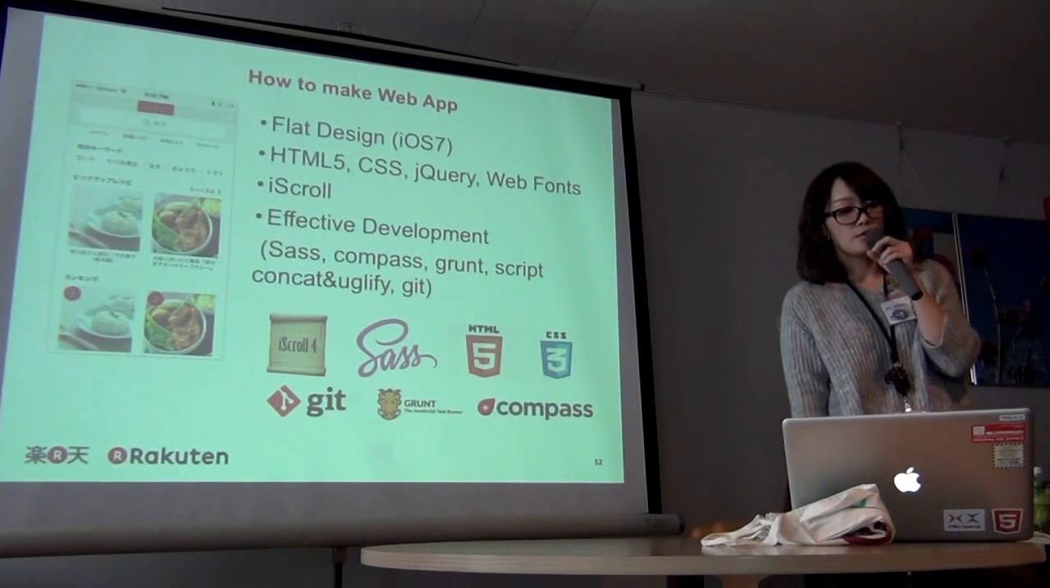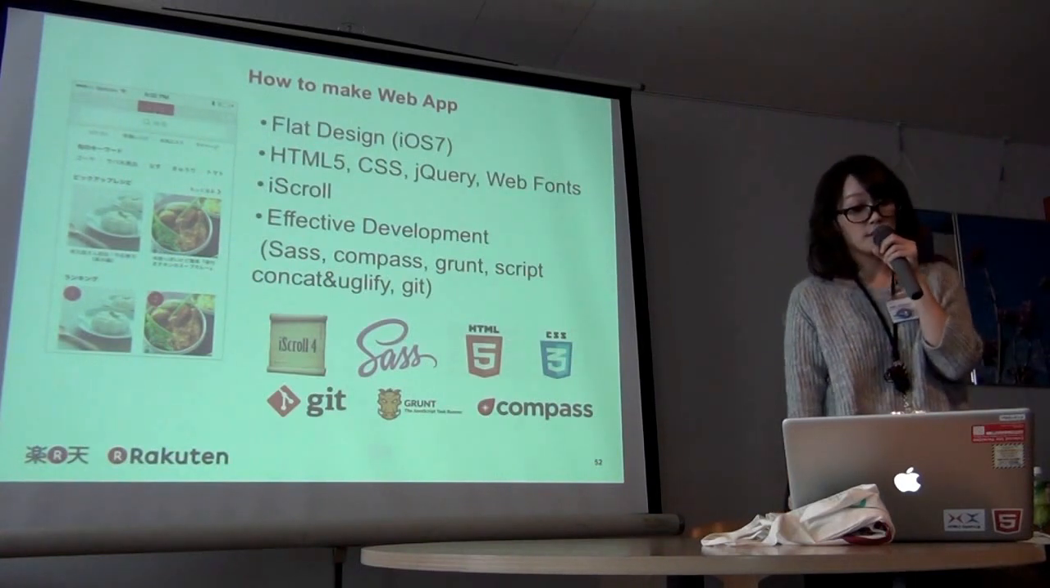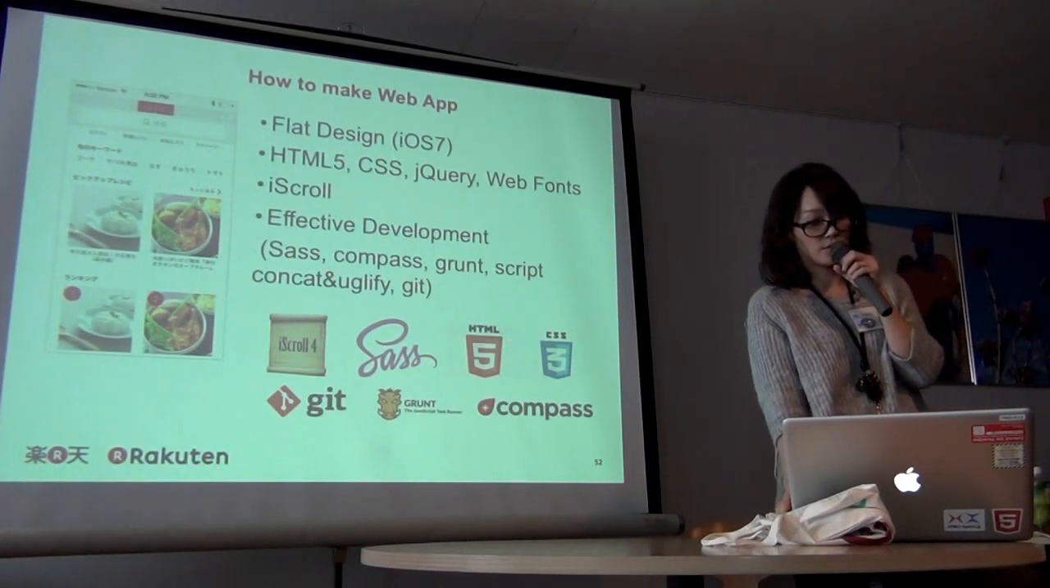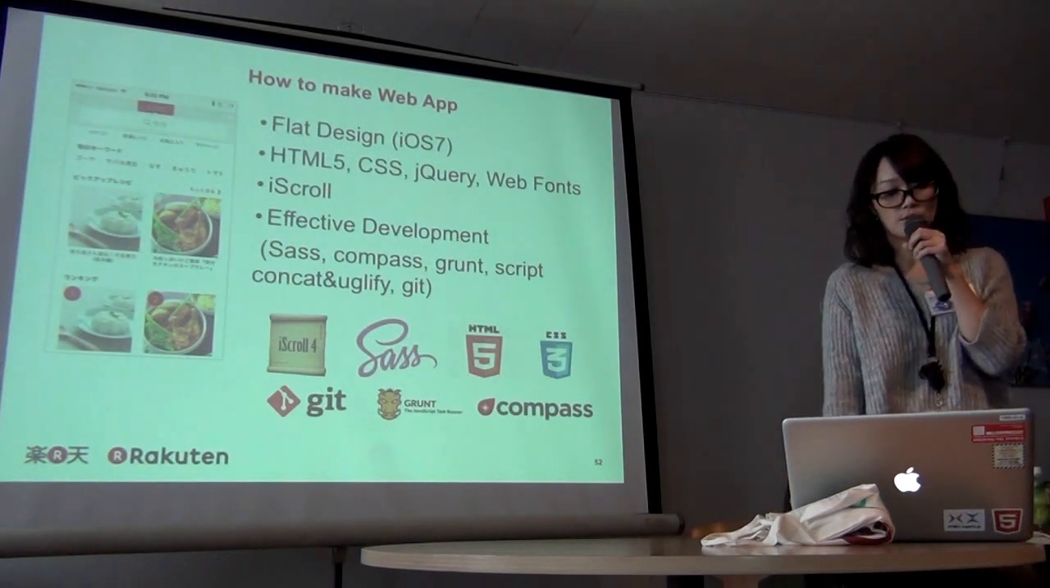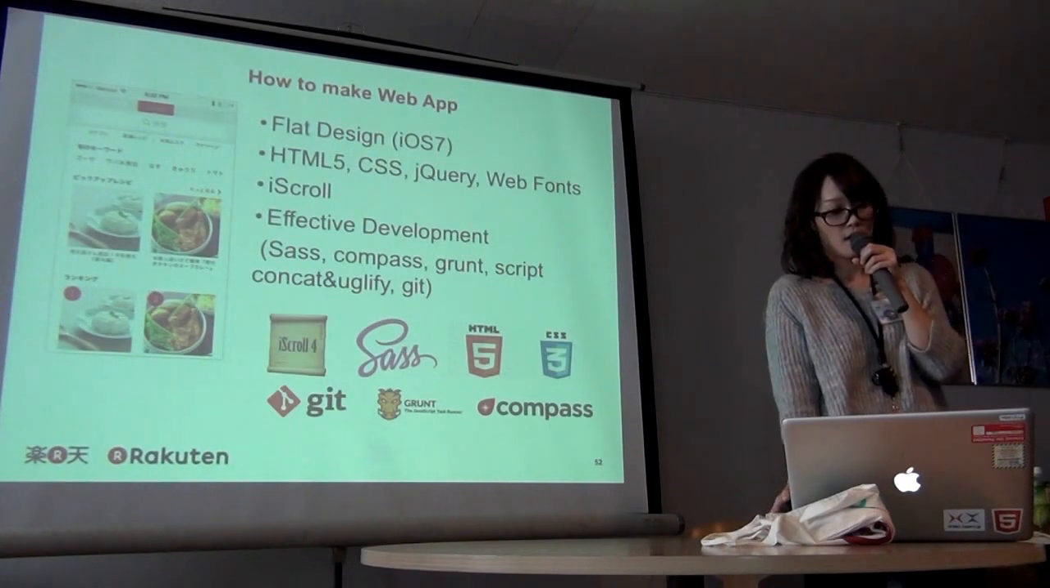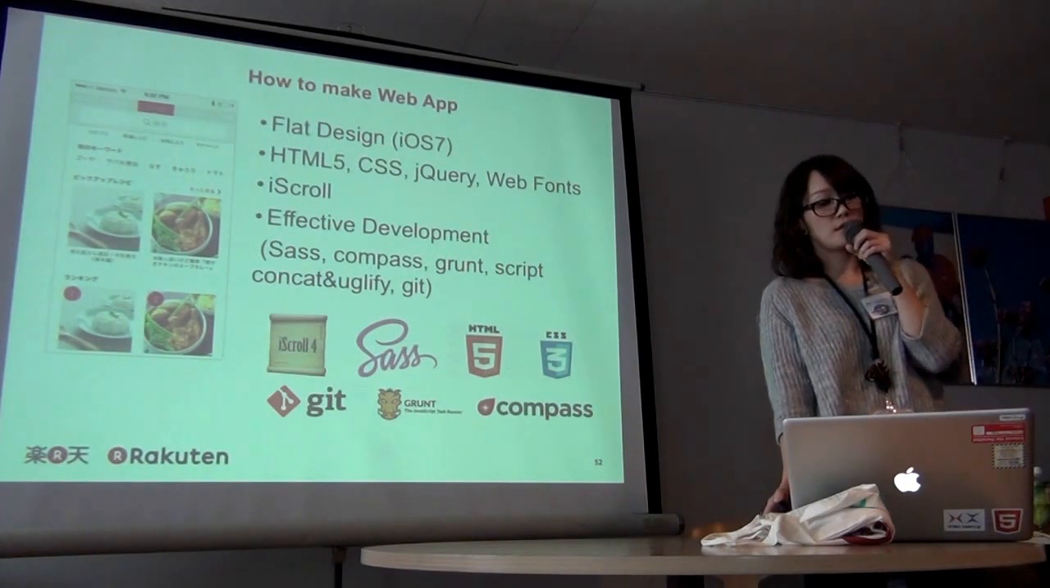Besides these web technologies, for effective development, we use Grunt to automate tasks like Sass compile for CSS and script concat and uglify, and we use Git for managing repositories.